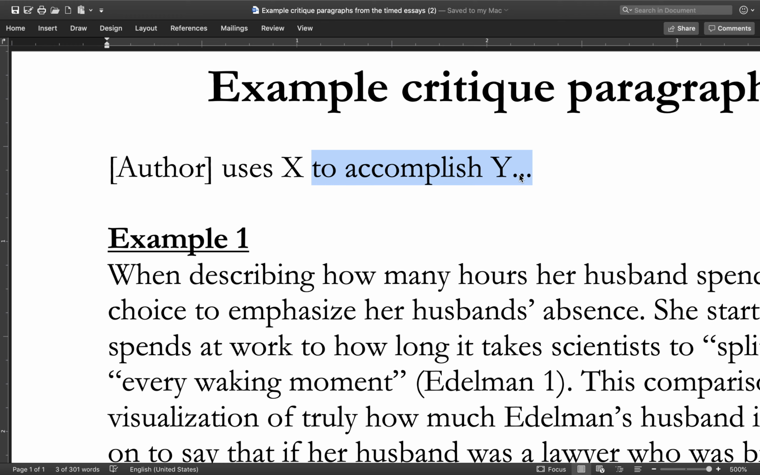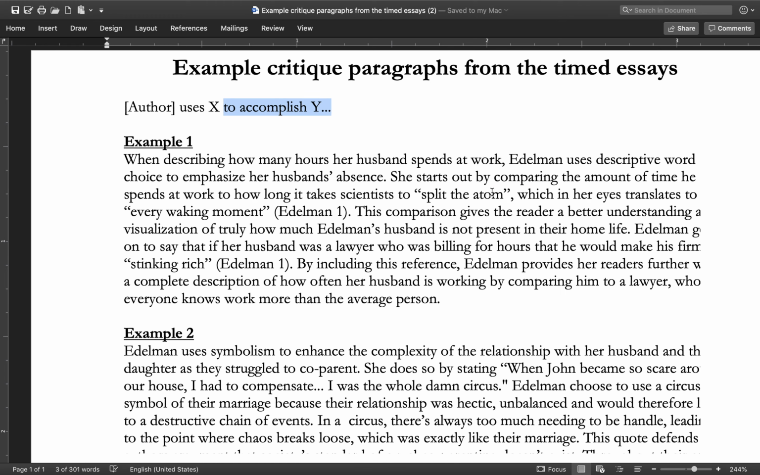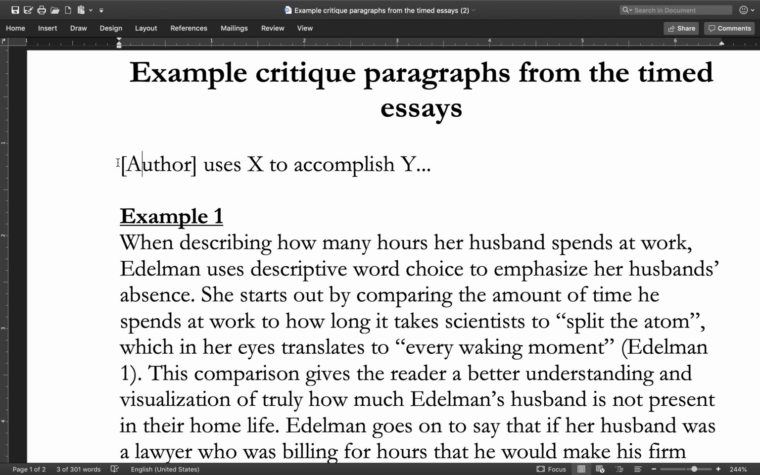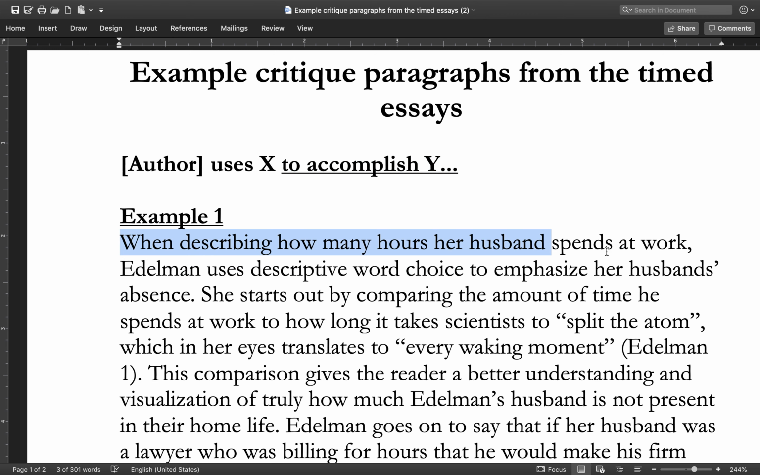So let's look at paragraph 1. Follow along with me. Whatever I highlight, you highlight. I'm going to make that part bold, and I'm going to make that part bolded and underlined. So the paragraph begins, when describing how many hours her husband spends at work, Edelman uses descriptive word choice to emphasize her husband's absence. Now the first part, that top part, it's just transition. It's a useful transition, but it's just transition.